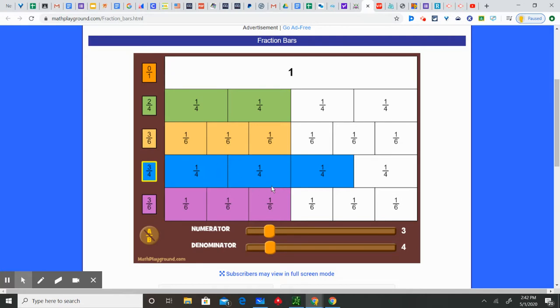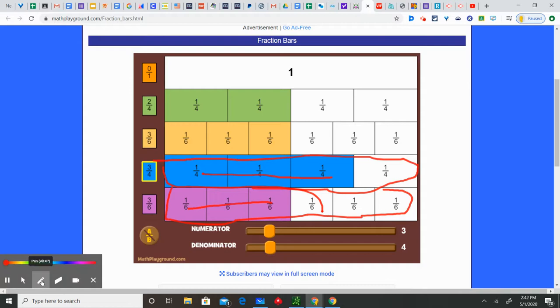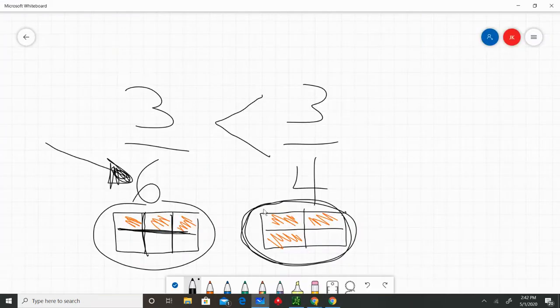And this is another way of looking at a model, right? Remember, this whole bar is the exact same size as the one underneath, right? They're equal. They're just broken up into different parts. And here, the top one is broken into 4 parts. 1, 2, 3, 4 parts. This is broken into 6 parts. And if I count out the 1, 2, 3 here and the 1, 2, 3 here, I could see that 3/4 is definitely larger or greater than 3/6. Okay, so those are your two strategies.